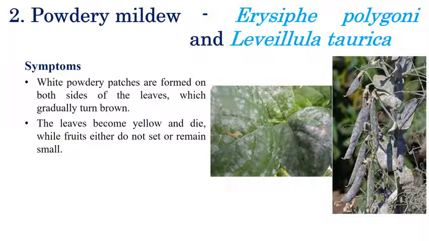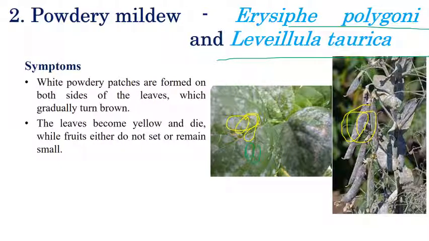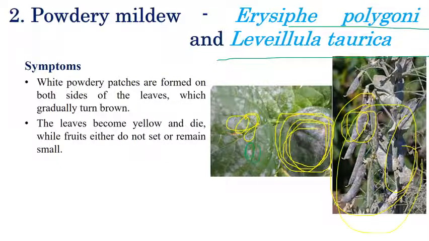The second one is powdery mildew, which is caused by Erysiphe polygoni or Leveillula taurica. We can clearly see white colored powdery growth on leaves, as well as on pods. In severe cases, yellowing of leaves can be seen, and in later stages they will die. Mostly white mycelial growth can be seen on leaves as well as pods. In severe cases, the entire plant is covered with white powdery growth.